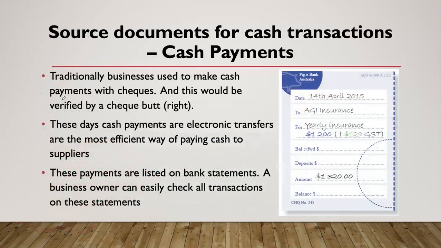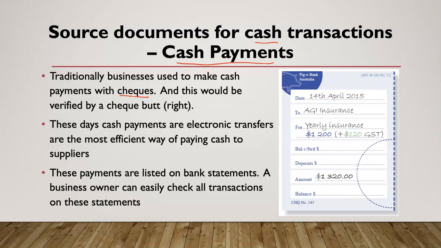The next type of transaction we're talking about is still a cash transaction, but cash payments. Traditionally, businesses used to make cash payments with something called a check. This is where a business owner would have a checkbook. They would write the information, give the person that they were meant to pay cash to the check, and they would go to the bank, and the bank would organize for the money to go into their bank account from the person who was paying the cash.